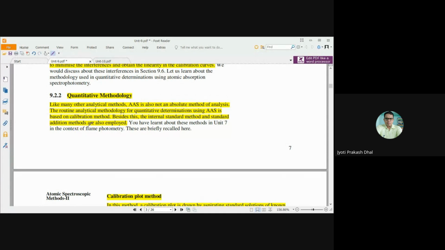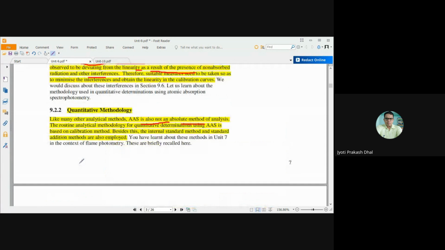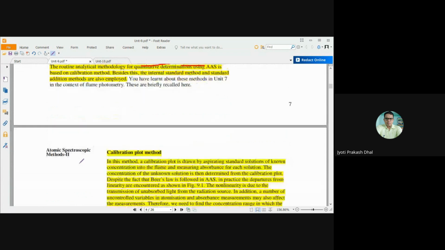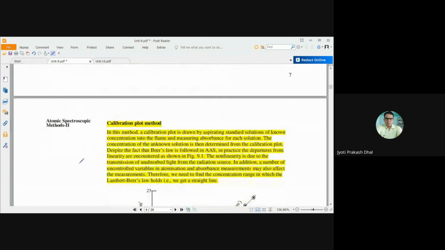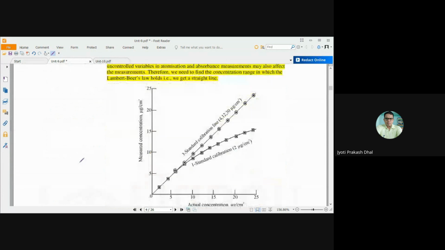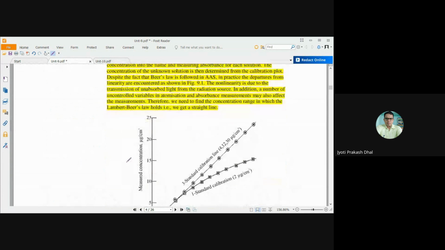Like other analytical methods, atomic absorption spectroscopy is also not an absolute method for analysis, right? So here, in order to determine the concentration of the analyte, that is, to quantify it, a calibration method is used, right? The calibration can be done by the three standard calibration method or by the one standard calibration.